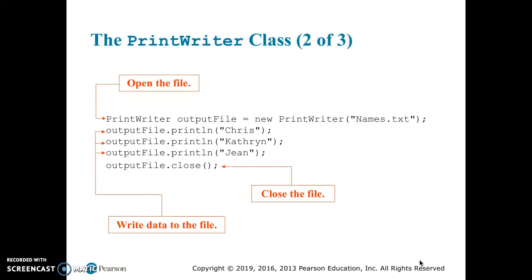Then we print 3 statements. Chris, Catherine, and Jean, you can see println. Println means that we're doing a carriage return and we are going to the next line. If we just do straight print, we'll get those 3 names in a row. But println will get Chris on line 1, Catherine on line 2, Jean on line 3, and then once we're finished writing to the file, we close it.